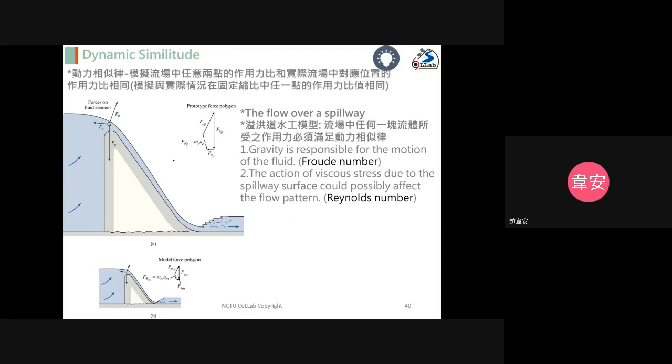Okay, so this is a problem involving the flow over a spillway. Gravity is responsible for the motion of the fluid, so this problem will involve the Froude number effect. And second, the action of the viscous stress due to the spillway surface possibly affects the flow patterns. So the Reynolds number needs to be taken into account in our problem.